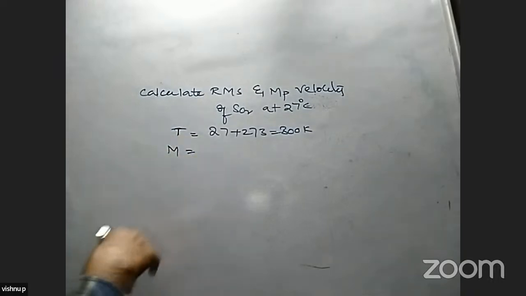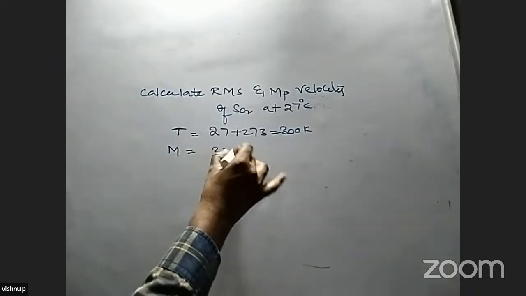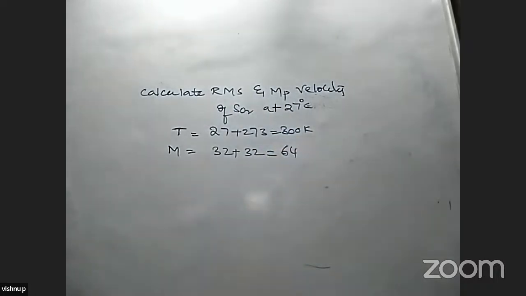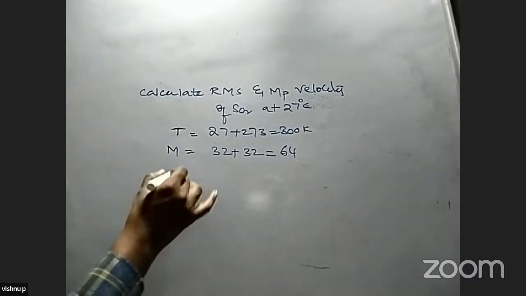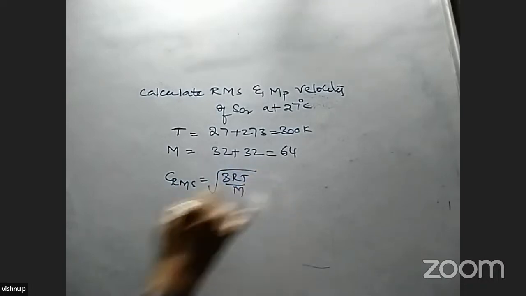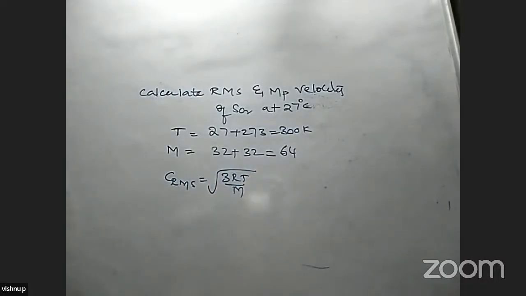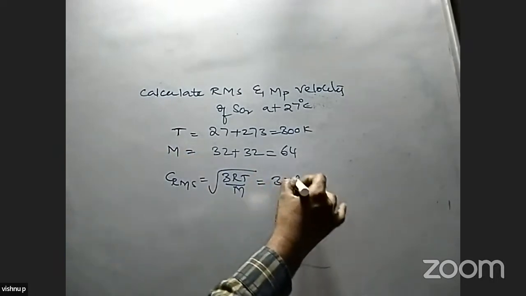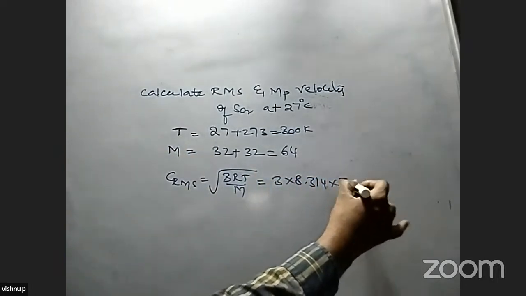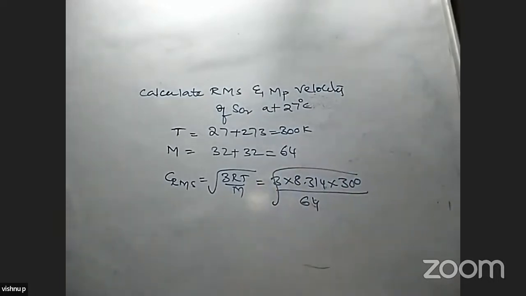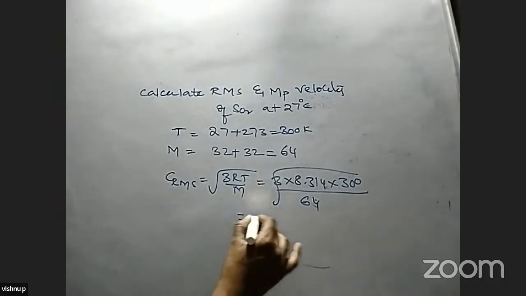And what is the mass of the gas? Sulfur dioxide: 32 plus 16 plus 16, we get 64. Now we find the RMS velocity by the direct formula, root of 3RT by M. Whenever R units are not given, you can use calories. Or generally we use joules in most cases, 8.314 joules, temperature 300 Kelvin, divided by the mass of the gas, 64.